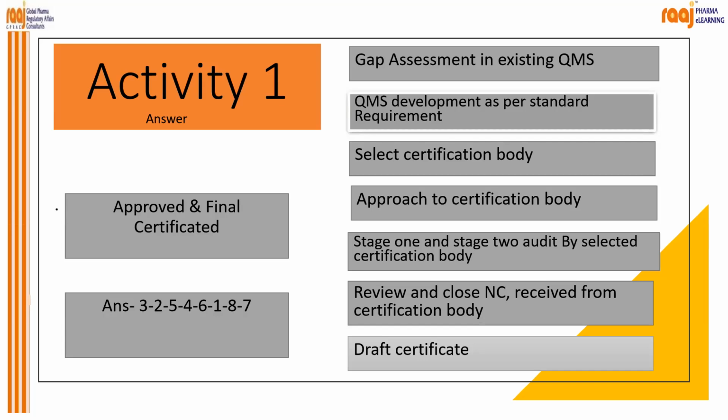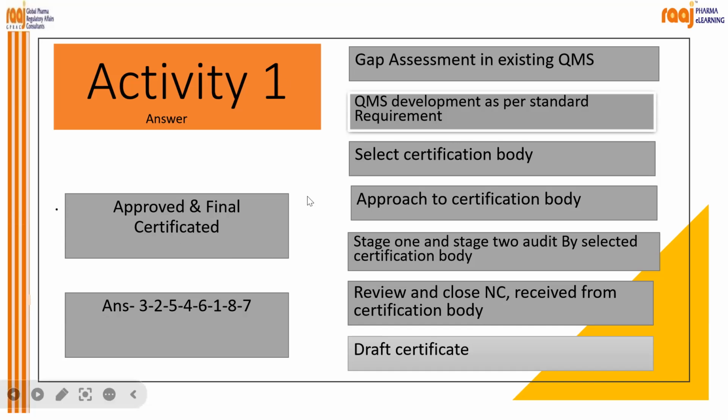And then the stage 1 and stage 2 audit by the selected certification body happens. Then review and close the NCs received from the certification body, and then you get the certificate. Draft certificate is not the proper word, but if you are in a position to close all the NCs as per your commitment and the CAPA is closed, then the certificate will be issued within 6 to 8 weeks, depending on the NC, whether it is minor, major, or critical. And you get the final certificate. Understood?